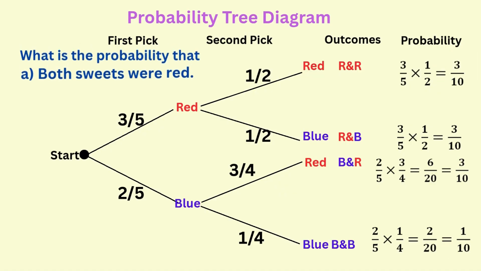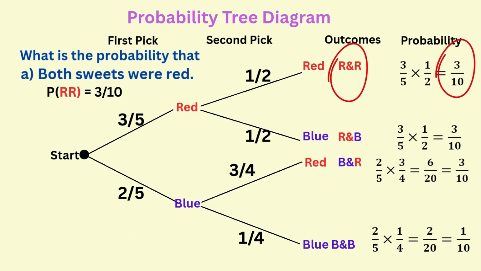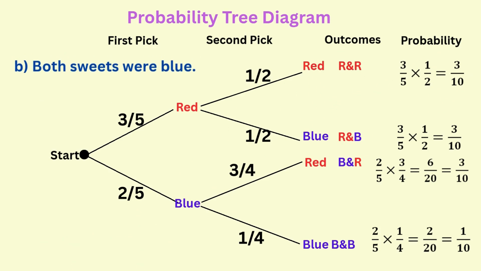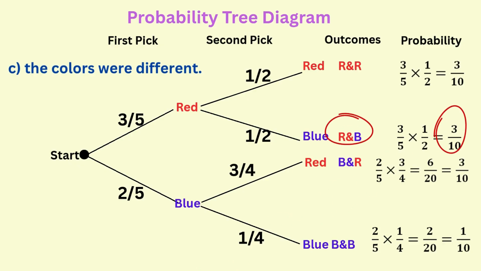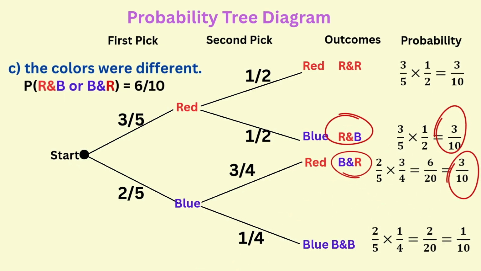Now let's answer the questions. The probability that both sweets are red is 3/10 or 30%. The probability that both sweets are blue is 1/10 or 10%. What is the probability that the sweets drawn have different colors? For the sweets to have different colors, it would mean that either the first was red and the second was blue, or the first was blue and the second was red. Add the 2 possibilities, and we get 6/10 or 60%.